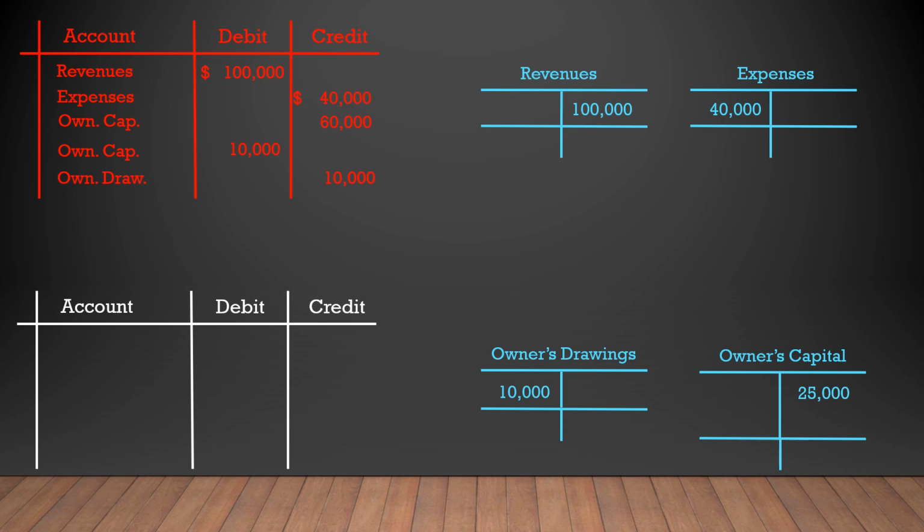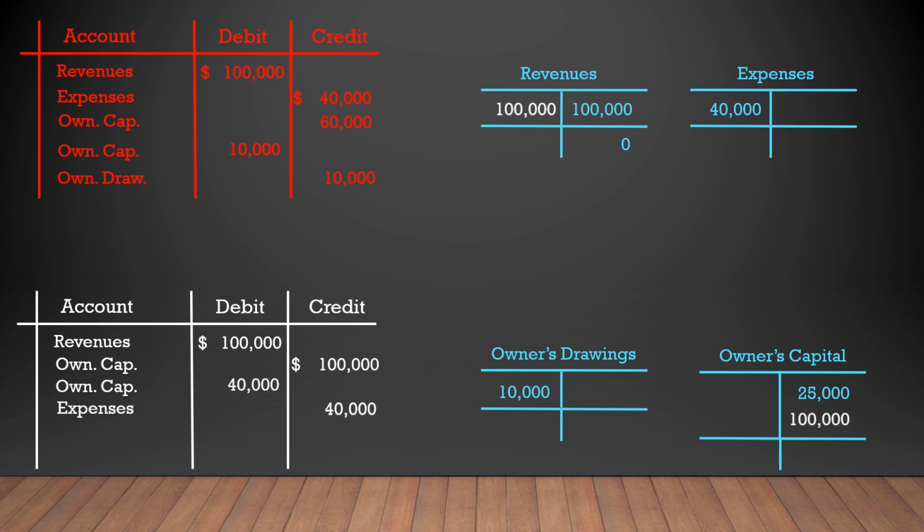Under this method, you could close out your revenues and expenses separately. Here, we debit revenues for its balance and credit owner's capital. Next, we credit expenses for its balance and debit owner's capital. Look at the result of posting these journal entries to their ledgers. The net effect of the debit and credit to owner's capital is a net credit of $60,000, the exact same amount as in our previous entry.